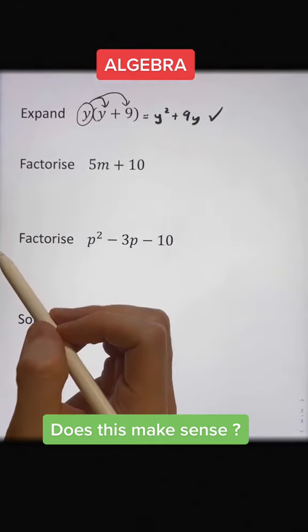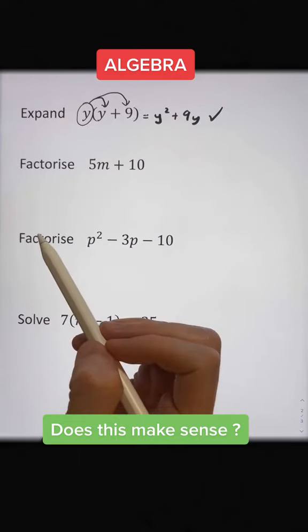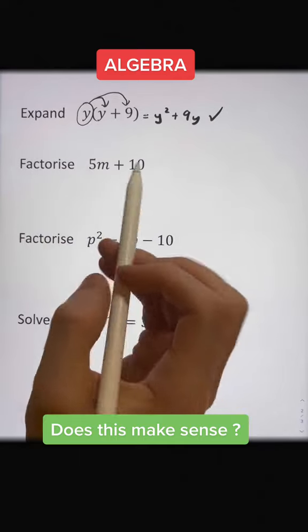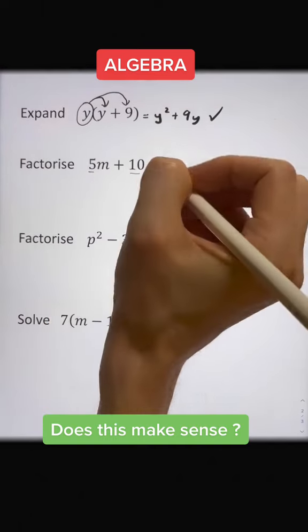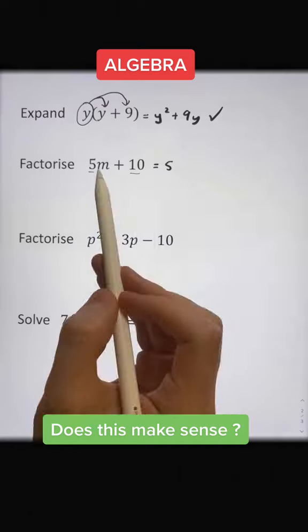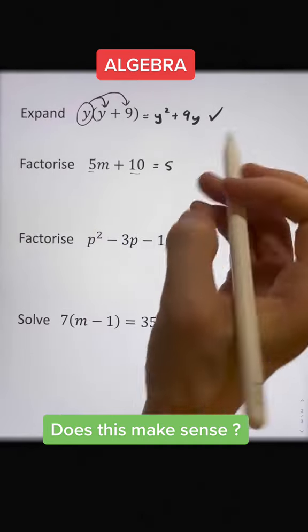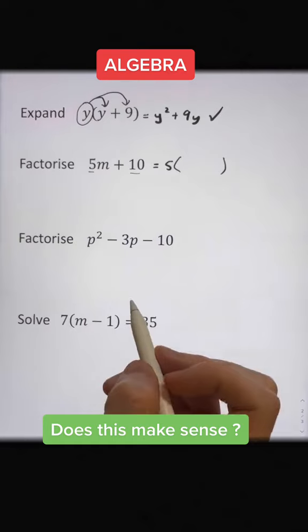Factorise means to put back into brackets. If we have two terms, we should always try single brackets first. The highest common factor in 5 and 10 is the number 5. Here we've got m, and here we do not have m, so it's not common. Therefore, it can't come outside. We now open our single bracket.